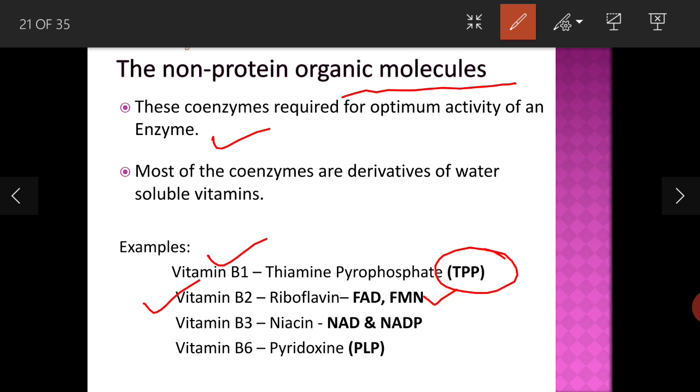And vitamin B3, that's niacin. The coenzyme forms of niacin are NAD and NADP, NADPH. And vitamin B6, the pyridoxine. PLP is a coenzyme form, pyridoxal phosphate. So these are the different coenzyme forms of your different vitamins, that is vitamin B complex.